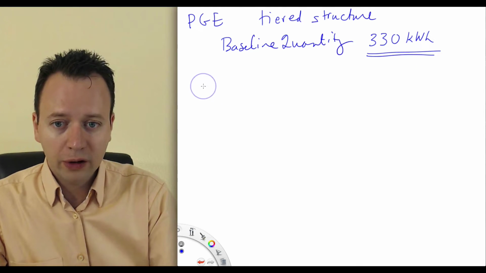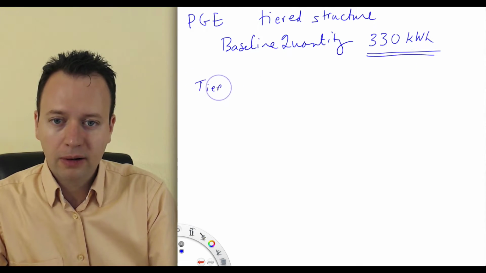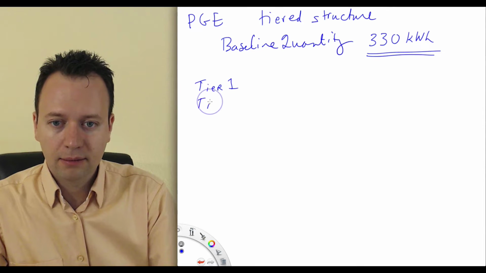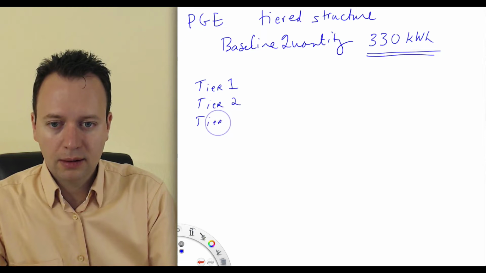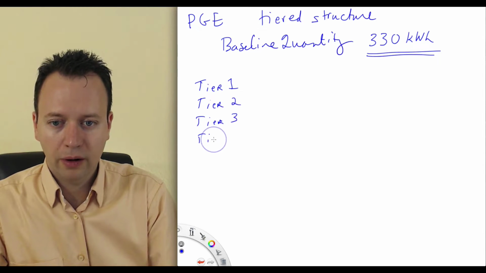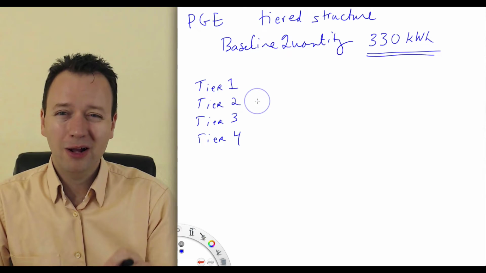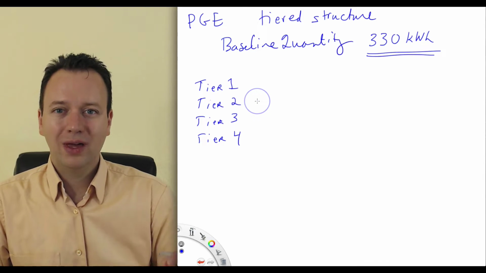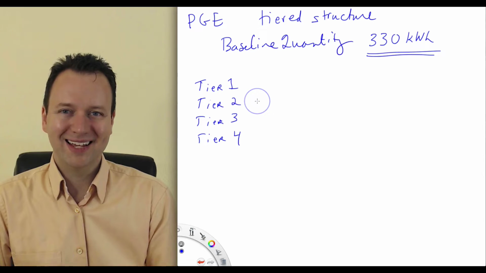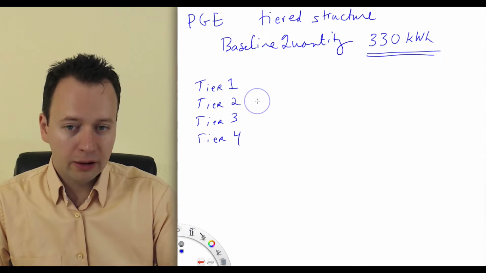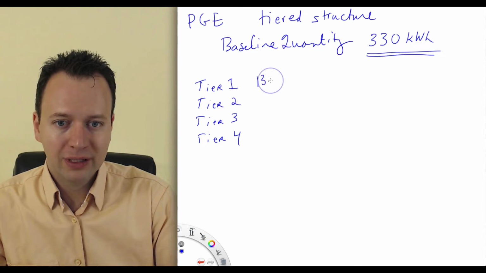So there are 4 tiers in the PG&E bill. Tier 1, Tier 2, Tier 3, and Tier 4. And so basically, based on how much energy you use, you get a different marginal rate. So Tier 1, you're charged 13 cents per kilowatt hour.